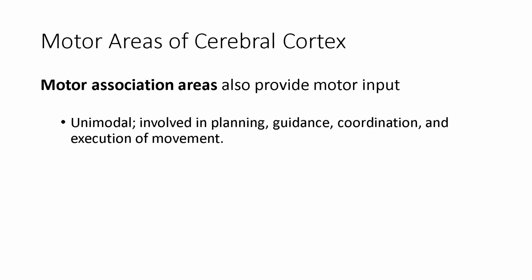In addition to the primary motor cortex, movement of the body requires input from many motor association areas. Association areas integrate sensory information and combine that with motor function to determine the appropriate response based upon stimuli in our environment. Your motor association areas are unimodal. They're involved in planning, guidance, coordination, and execution of movement.